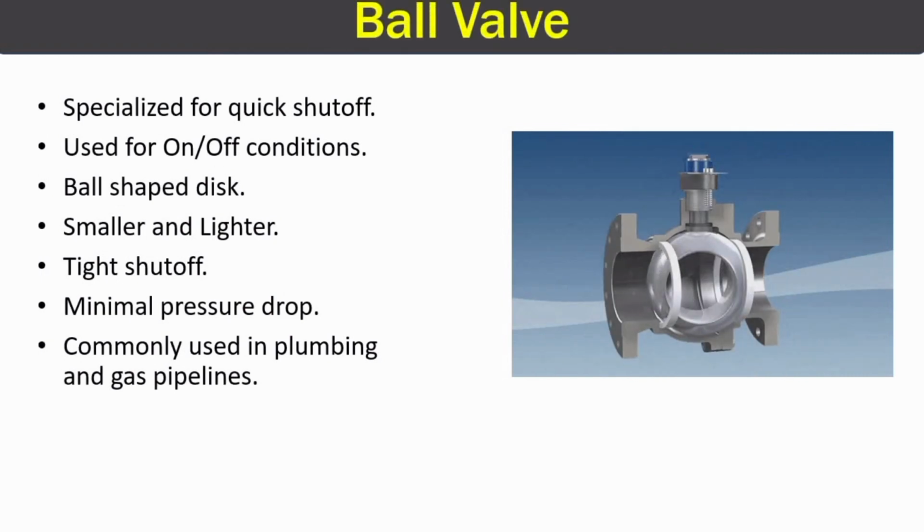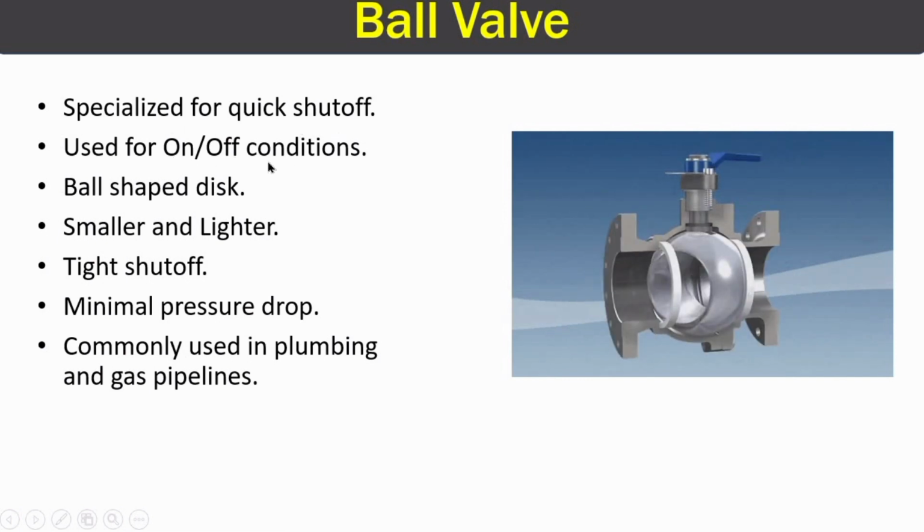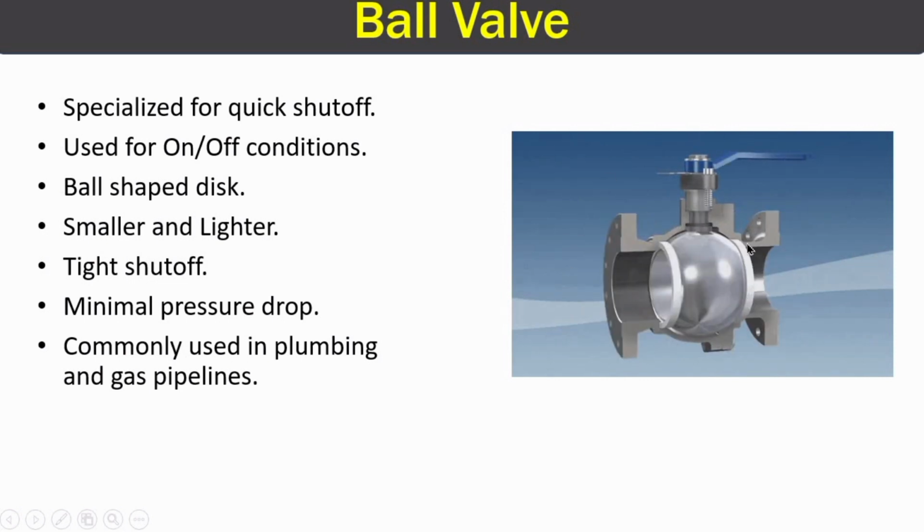Third valve type is ball valve. They can be open and closed very quickly and very efficiently. That's why they are specialized for quick shut-offs, or you can say they are used for quick on and off conditions. They have ball-shaped disc. Here you can see this is a ball-shaped disc, and overall this valve is very small and light as compared to our globe valves and gate valves, and they provide tight shutoffs.